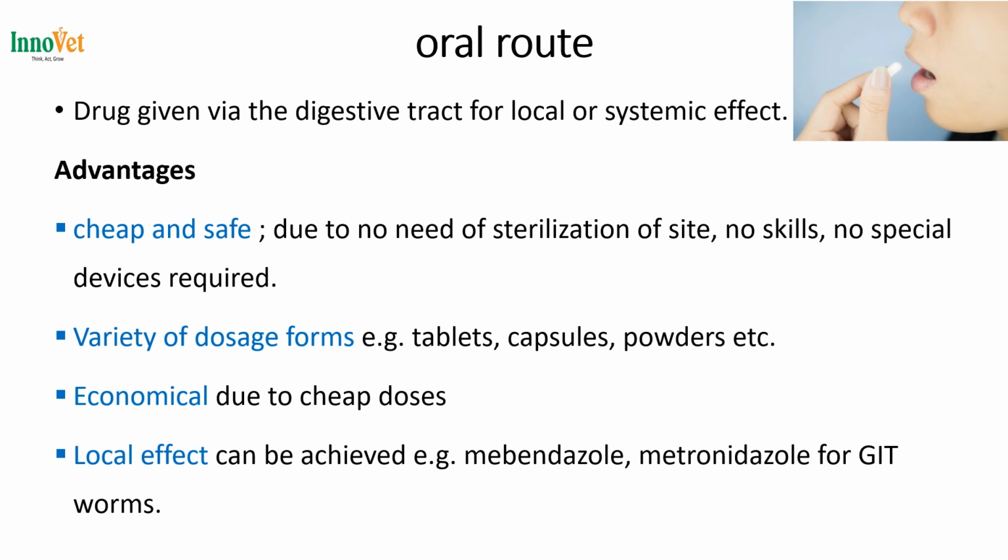There is even the local effect that can be achieved. For example, when we are fighting these GIT worms, we can use mebendazole and metronidazole, where they will act specifically on that target, targeting the worms within the stomach.